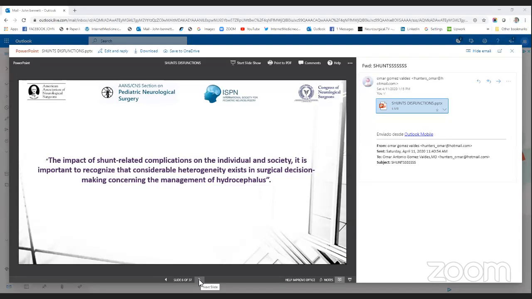In surgical decision making, that's very important, because as we know, in children there are many types of hydrocephalus according to the migration of the neurons and the cells. And that's why this team is very important, and we must know what kind of shunt we are going to use in these patients, because this is not always the same. Next, please.